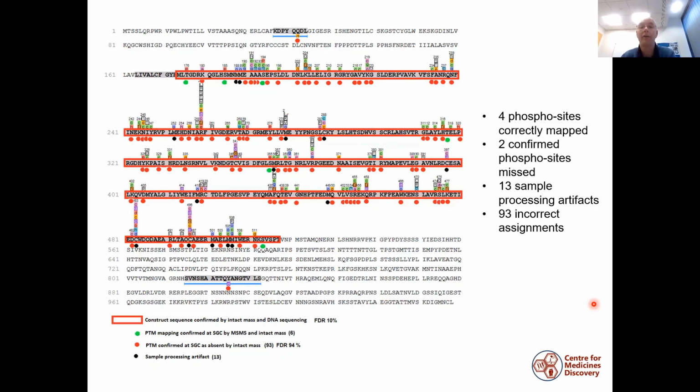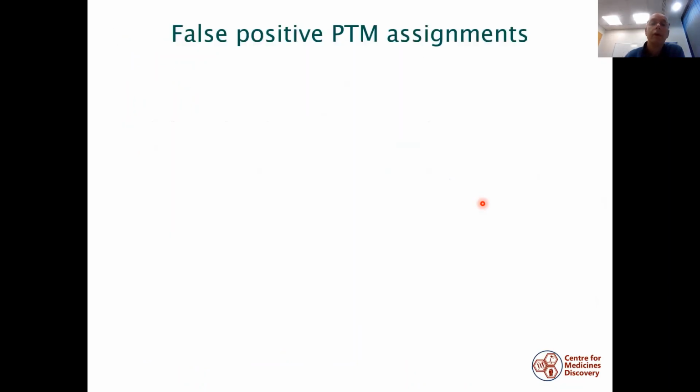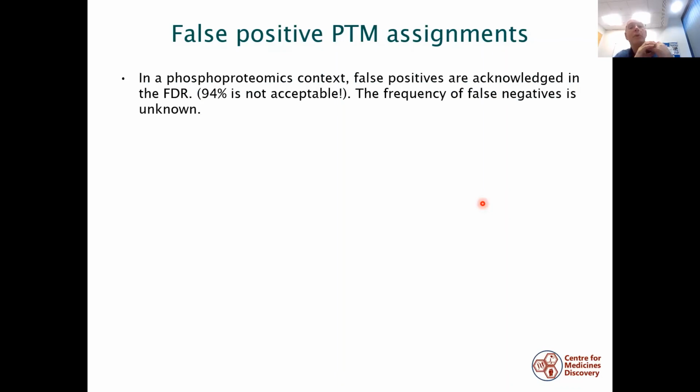In addition, there are modifications which are in fact sample processing artifacts. These are a result of the reduction alkylation procedure. There are also a further 93 incorrect PTM assignments. So what does this mean? If you have false positive post-translation modification assignments, what does it actually mean? Well, it depends on what you're doing.